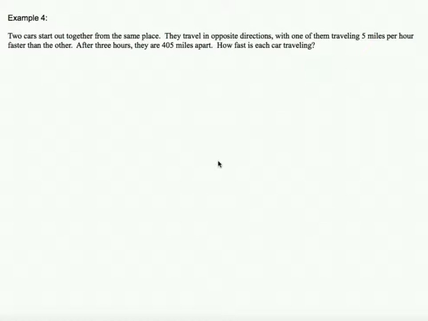Okay, so again, let's get an idea of what this looks like. It says they start out at the same place. Here's where they're starting. All right, they travel in opposite directions. All right, one of them is traveling 5 miles per hour faster than the other.